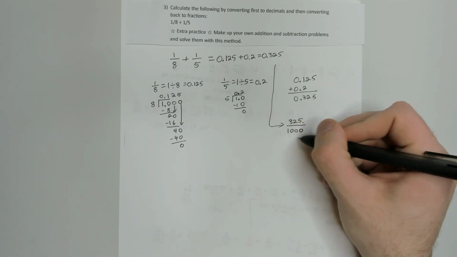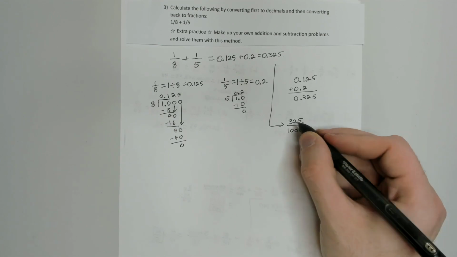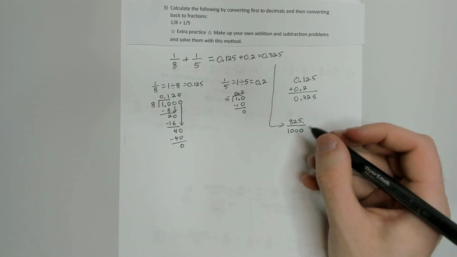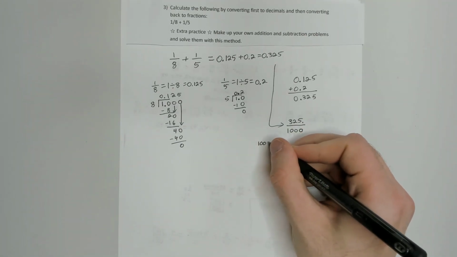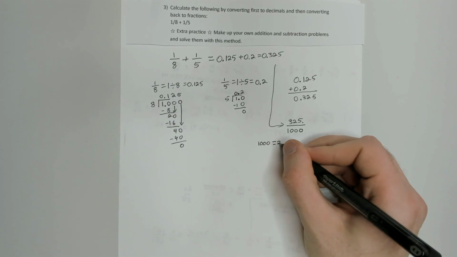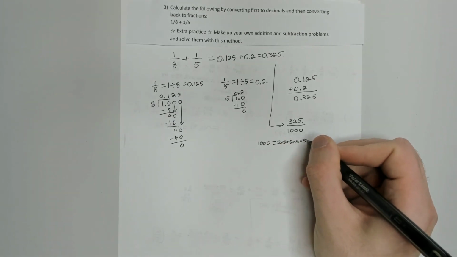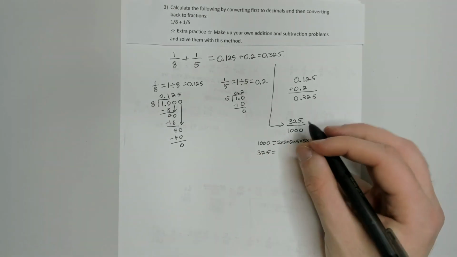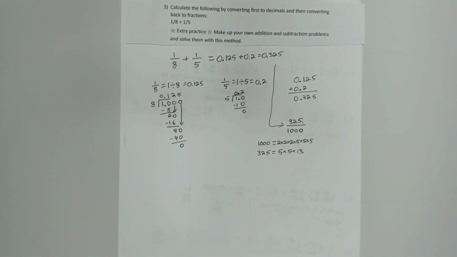But yeah, now we're at this point here. So now it's just a matter of simplifying this. We can find the greatest common factor of 325 and 1,000 in order to simplify this optimally. So we'll prime factorize them. 1,000 is going to be 2 times 2 times 2 times 5 times 5 times 5. And 325 should factor into 5 times 5 times 13.